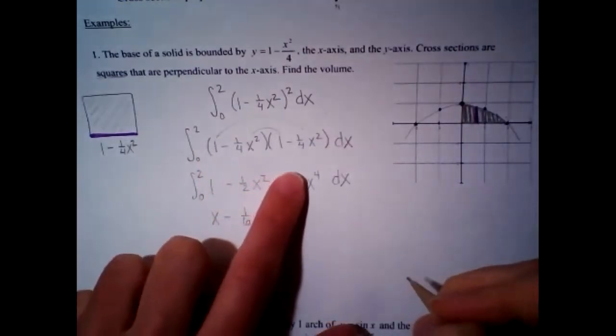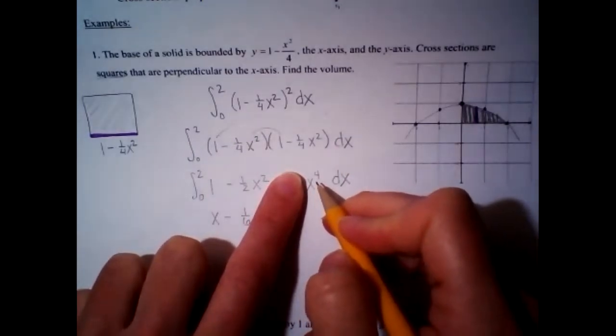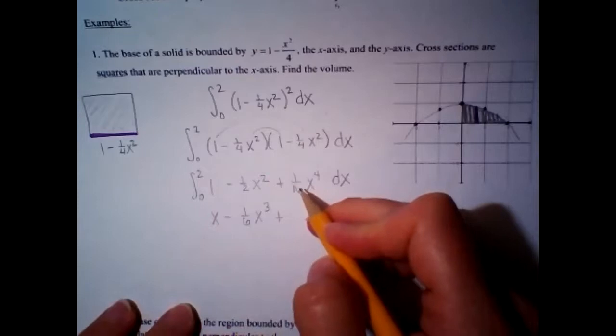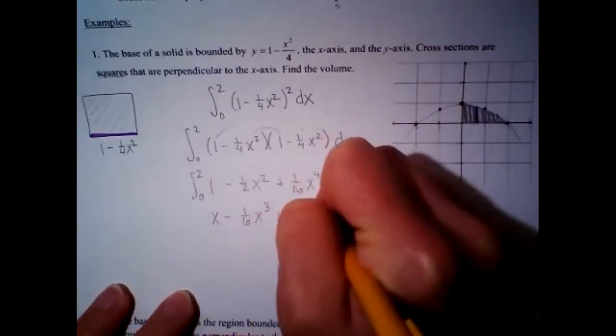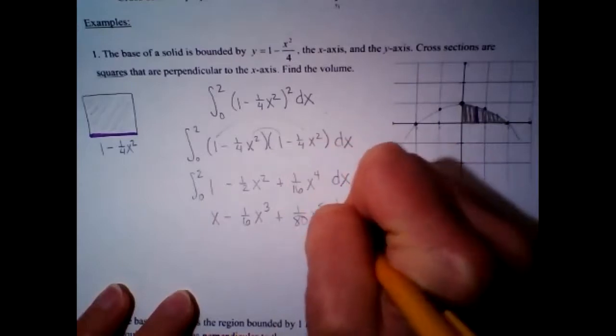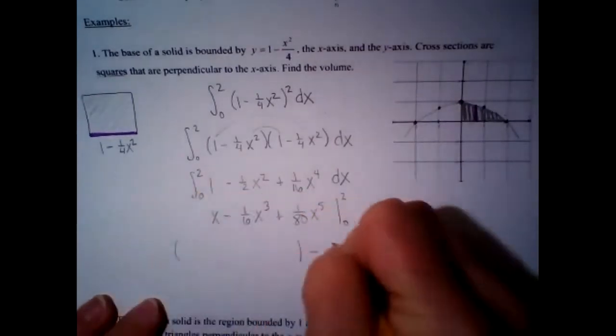All right, so ignore this 1/16 for a second. This should be 1/5 x to the 5th. But there is a 1/16 there. So 1/16 times 1/5 will be 1/80. So 1/80 x to the 5th, such that 0 to 2. So it's the antiderivative, and then we're going to do upper boundary minus lower boundary.